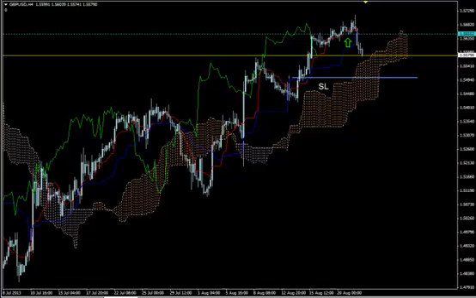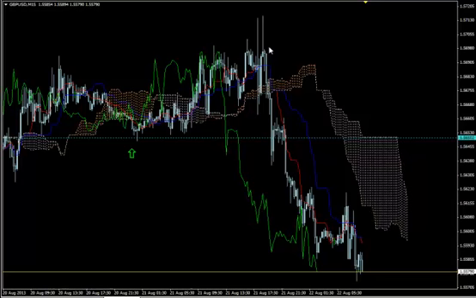As soon as we saw, let me go to M15, that price, you see here, the price crossed below the Tenkan-sen and Kijun-sen on M15. We didn't exit here, we stayed in long.